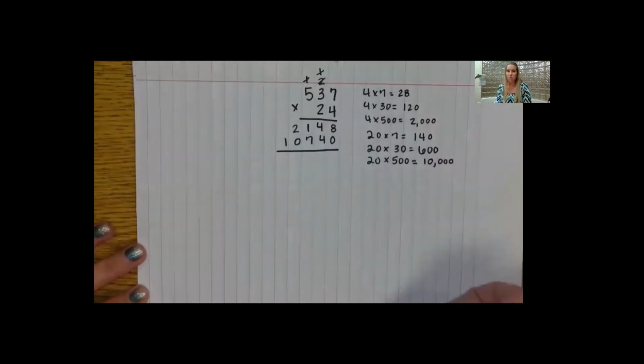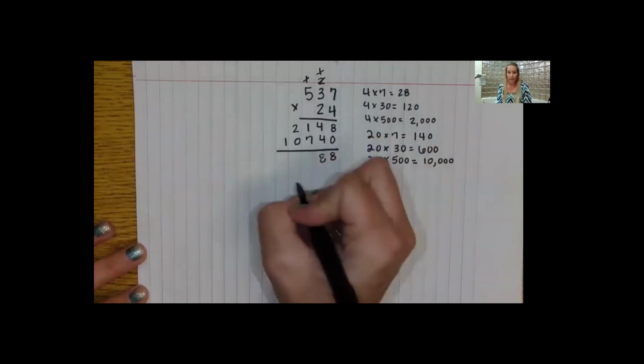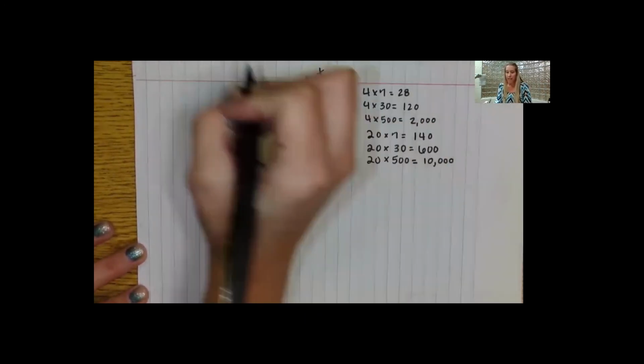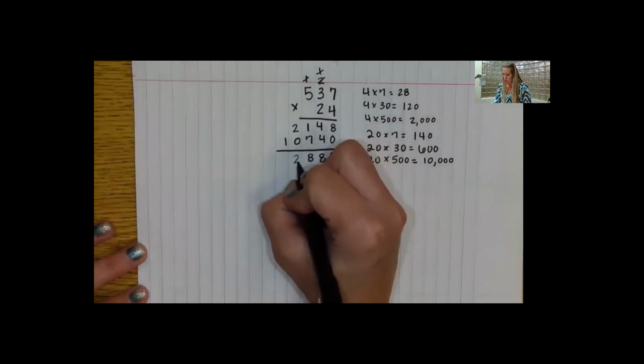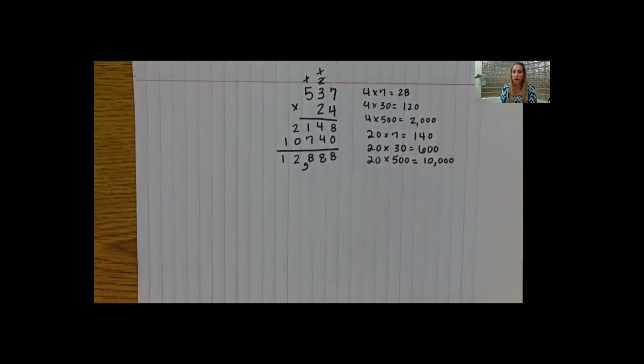All right, so 8 plus 0 is 8, 4 plus 4 is 8, 7 plus 1 is 8, 2 plus 0 is 2, and 1. And so our final answer is 12,888. That was amazing work. Are you seeing the connections to the work we have done all week?